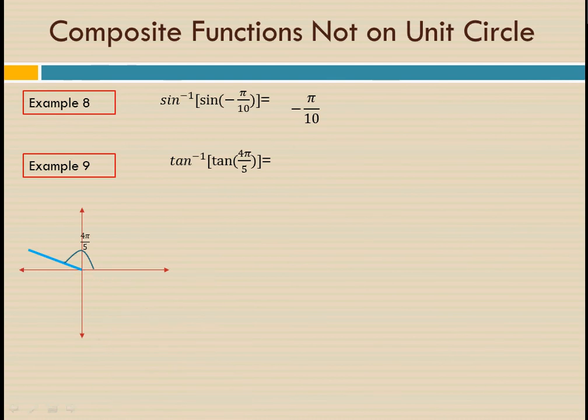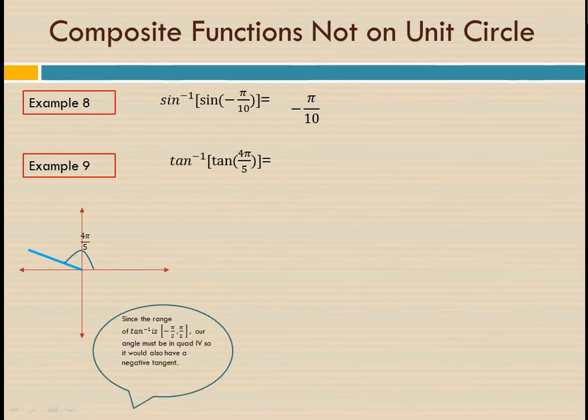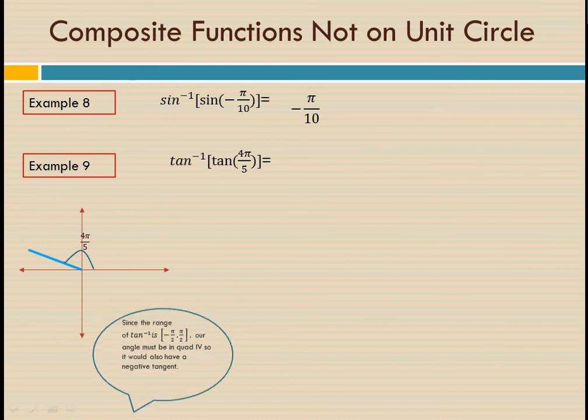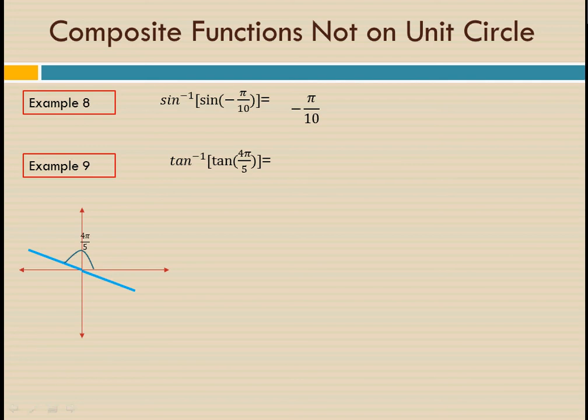And that makes sense. Let me pop that back up. That makes sense since the range of tan inverse is between negative pi over 2 and pi over 2. Our angle must be in quadrant 4. It would also have a negative tangent in quadrant 4, and that is in the range of negative pi over 2 to pi over 2. So the question is, what would that angle be? That angle would actually be negative pi over 5. Remember, for sine inverse and tan inverse, if you're in the fourth quadrant, you're looking at the negative angle. Now, how did I come up with negative pi over 5?